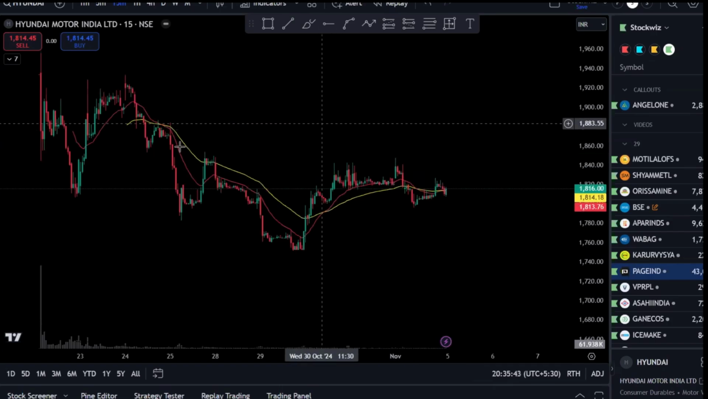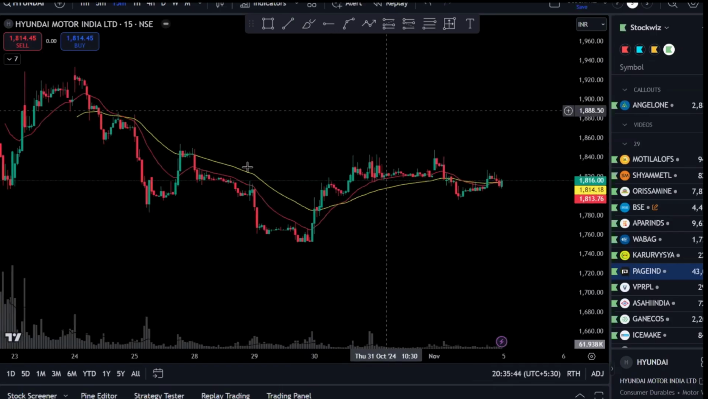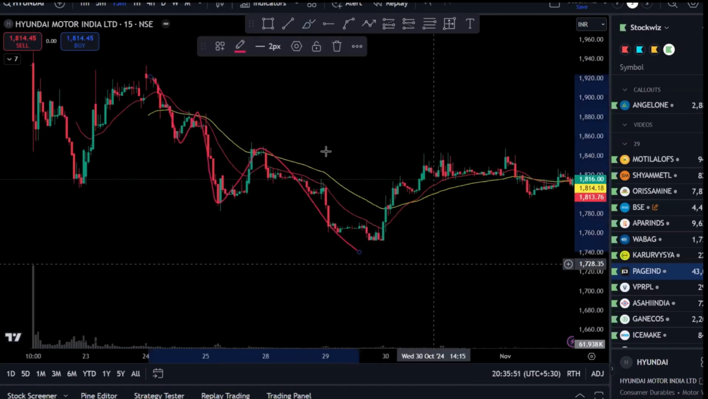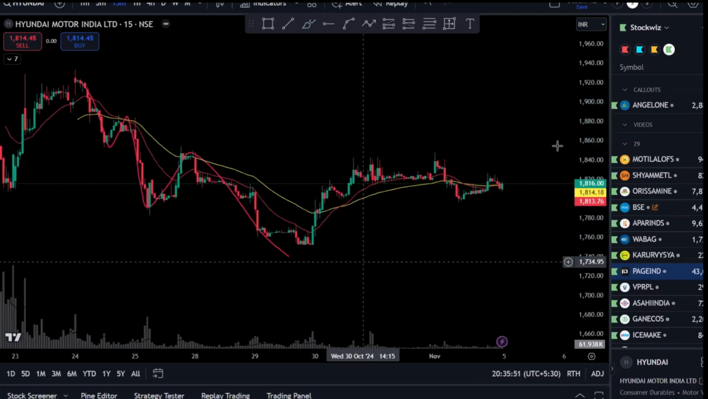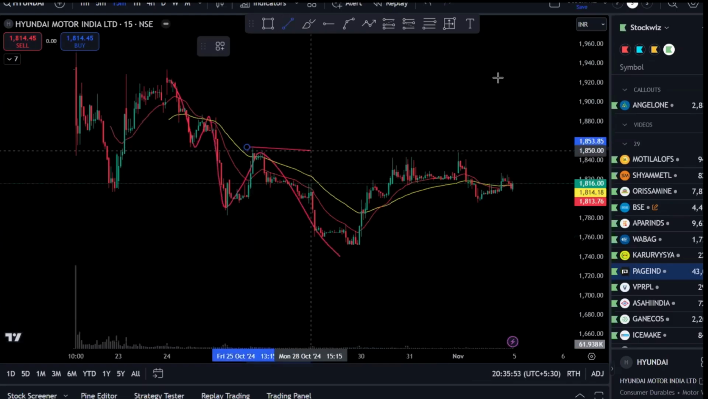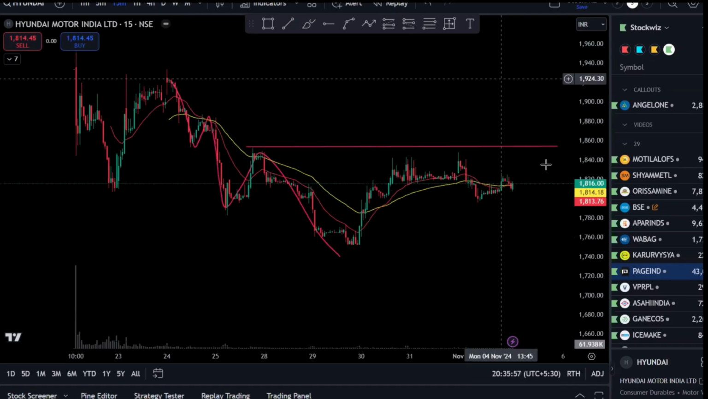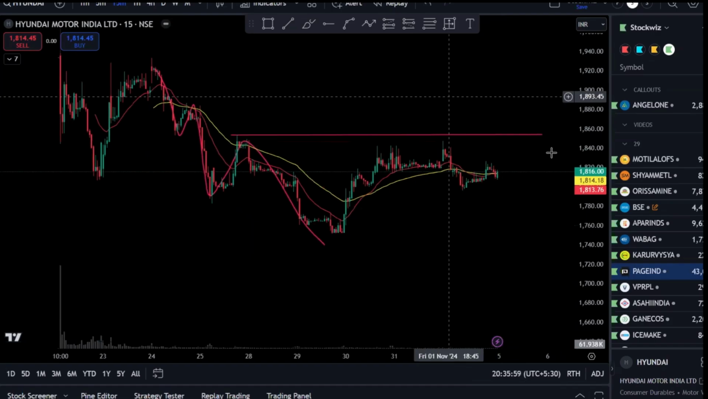Yes, it is making lower lows, no? Lower low, so lower high. Low, high, lower low, lower high, lower high, lower low. So basically, until and unless the price takes out this particular high, we can't be bullish over here. It is in the sideways now. And right now, it's completely sideways for me.